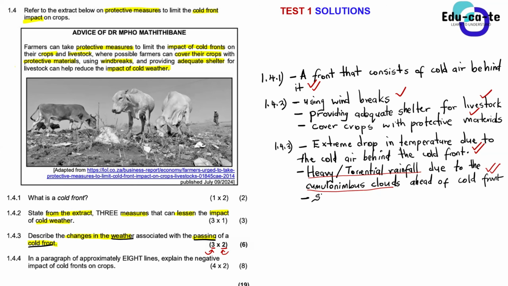Strong winds. So you can say strong winds or you can say gale force winds, because the winds that we find with the cold front are very strong. So these are strong winds due to what? Due to the steeper pressure gradient at the cold front. Remember, guys, when you've got a steeper pressure gradient, it means that the wind will be blowing faster. We know that the cold front has got a steeper pressure gradient.